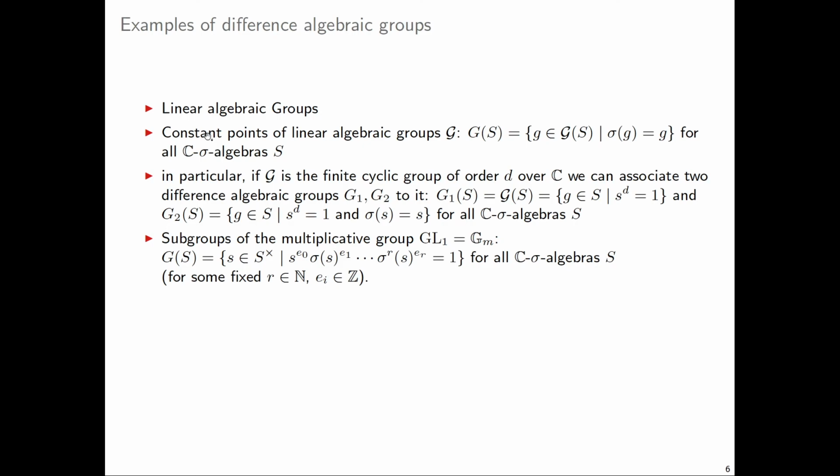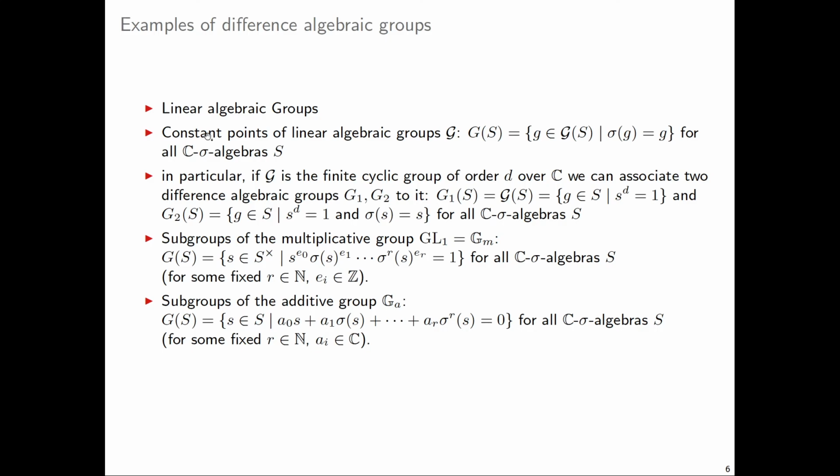So inside GL1, there's a multiplicative group GM. We have lots of subgroups. So every equation like that defines a difference algebraic subgroup. And similarly for the additive group, every linear difference equation defines a subgroup. So here we also have lots of subgroups. Another example would be the unitary group that's given by this equation. That's also, if you write this as n squared polynomials, this is also a difference algebraic group.